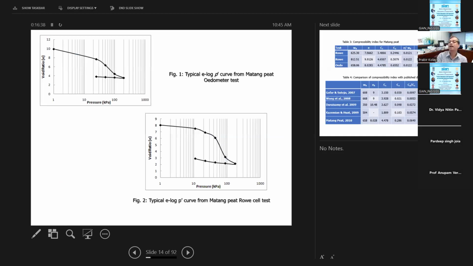You see here, void ratio is 10. Most of the time, the void ratio is 1 or less, right? If it is a pure clay, it is a little bit more than 1, right? So the void ratio is 10, so it's very, very compressible. And this is using the odometer test. This is the same test using the odometer, on the same sample using the rowe cell consolidation cell.